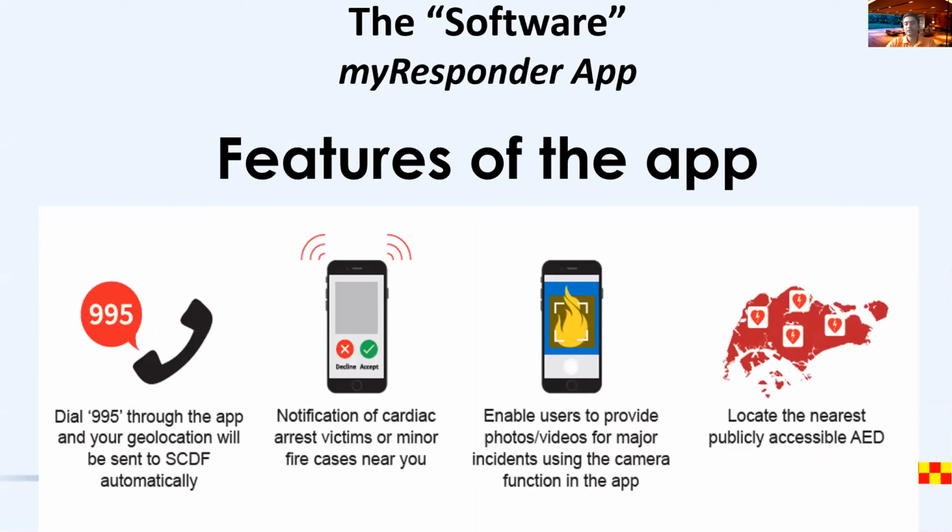So what are the features of this application? You can basically call 995 through the application, and your geolocation will be sent to SCDF automatically. You also get notifications of cardiac arrest victims or minor fire cases near you, and I will show you where you see all these things. You can also provide photos and videos of major incidents using the camera function. And it also shows you the nearest publicly accessible AED.